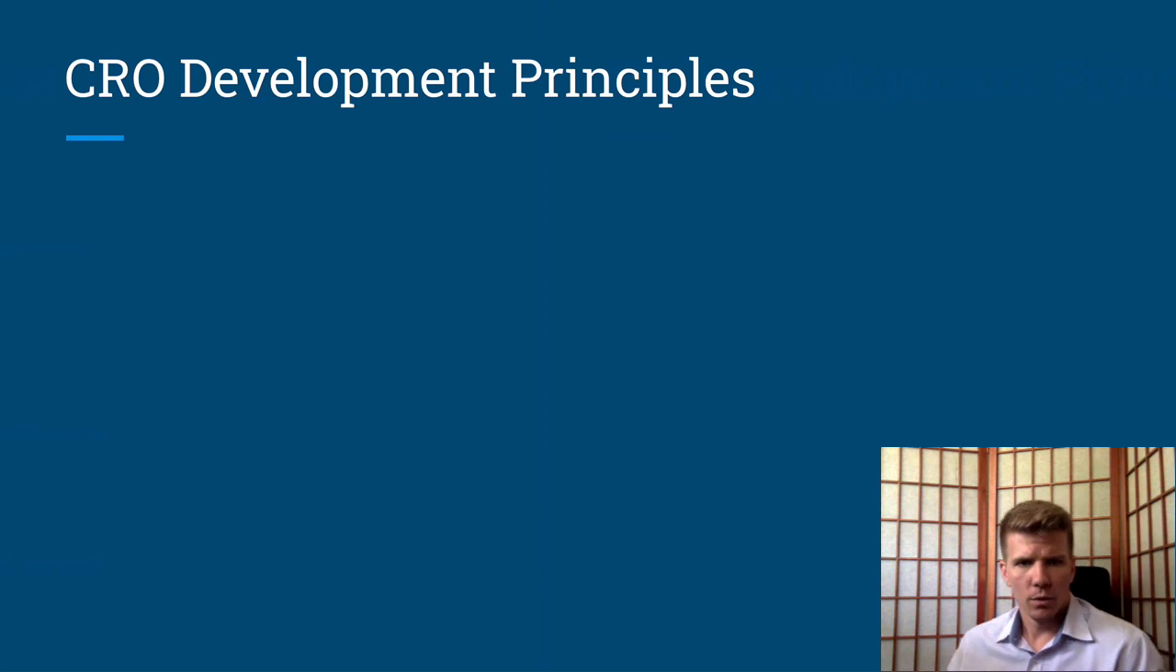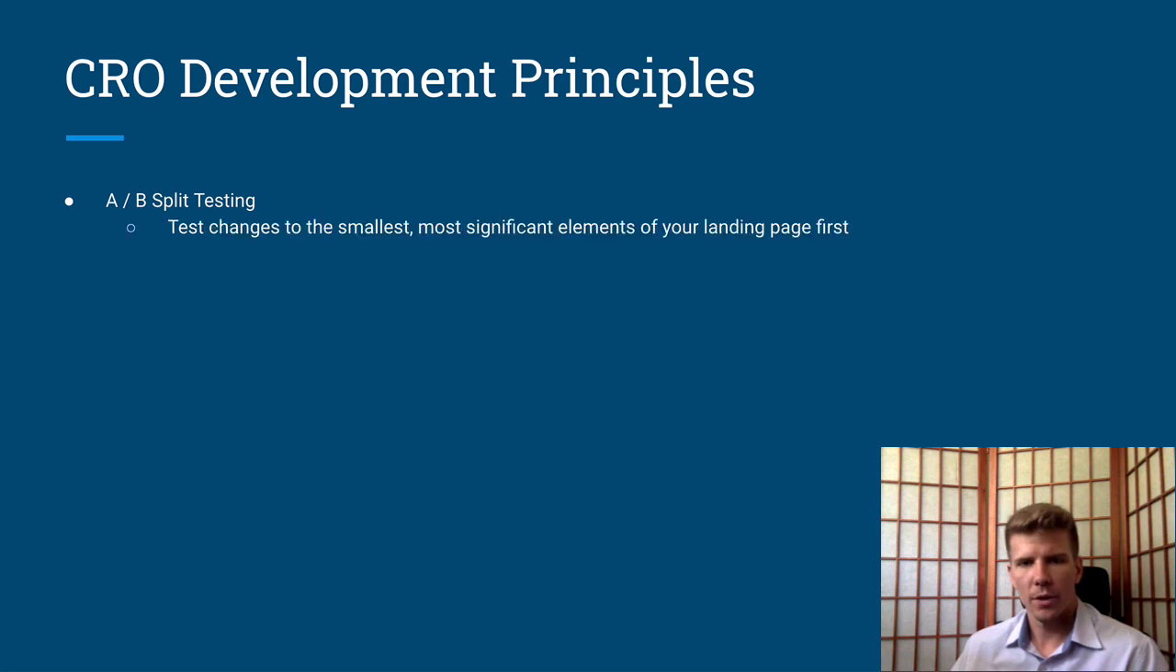Then you also want to be A/B split testing. And as talked about in earlier videos, you want to test branches, not sticks. So you want to test the smallest, most significant elements of your landing page first, because split testing can take a long time depending on how much data you're getting. And it really takes a lot more data than most people expect to make proper decisions. And so you want to make sure your early tests are really going to make an impact.